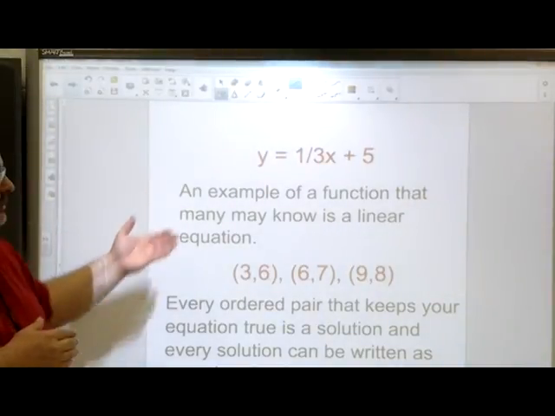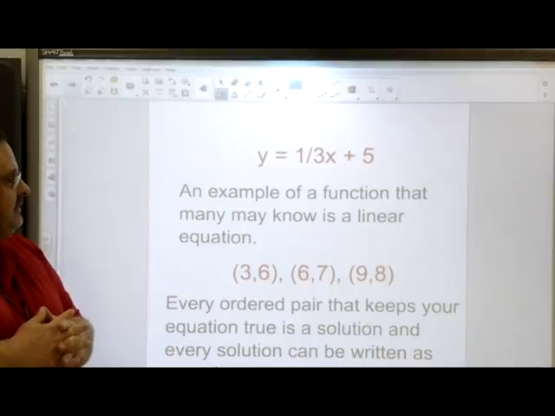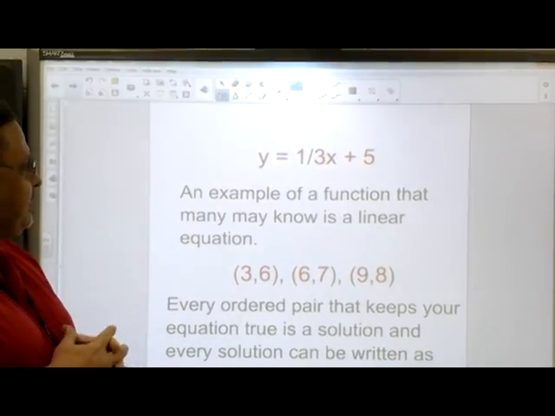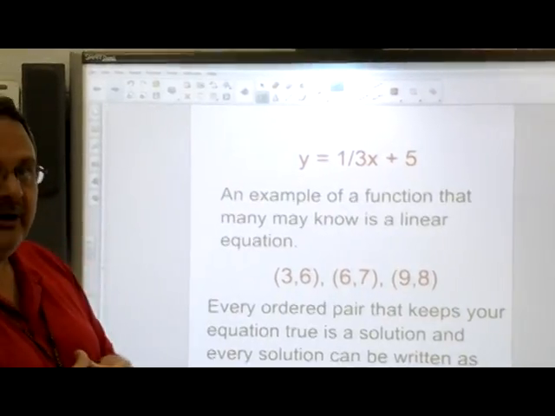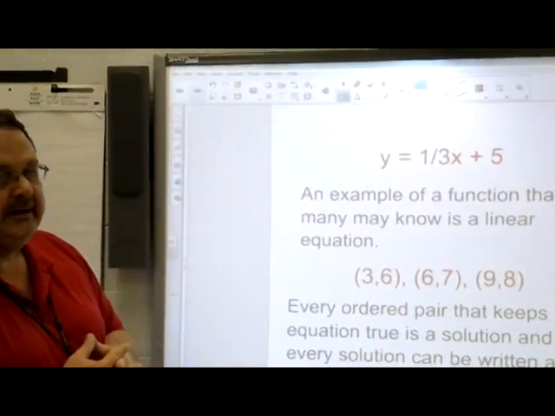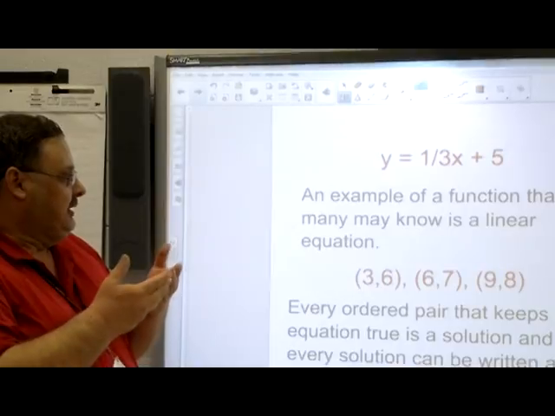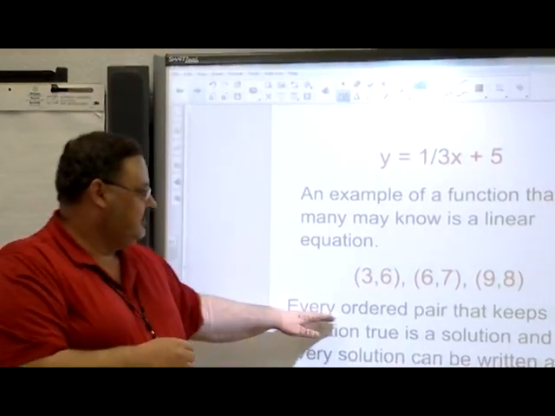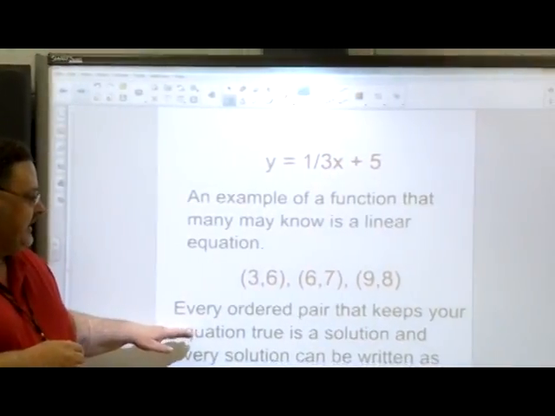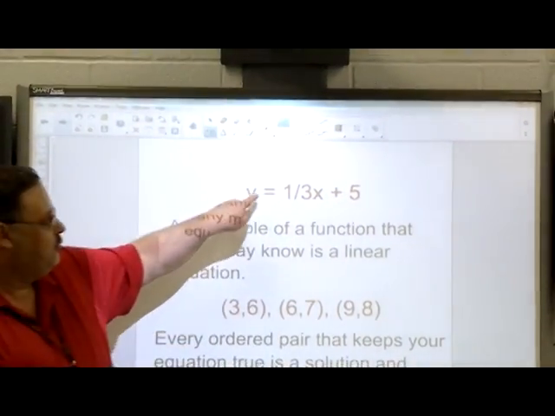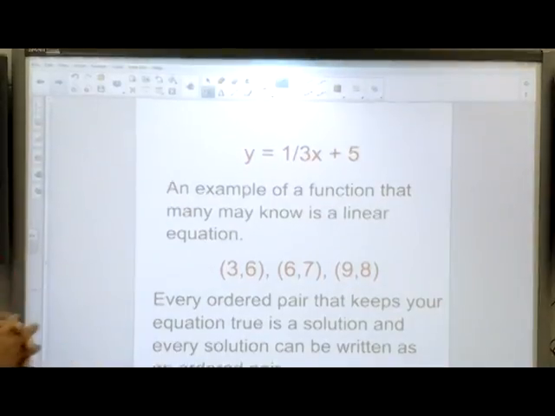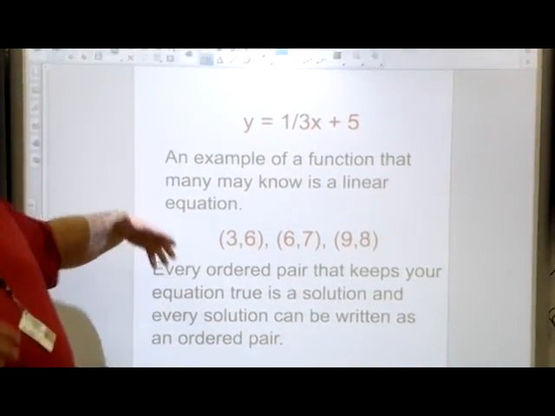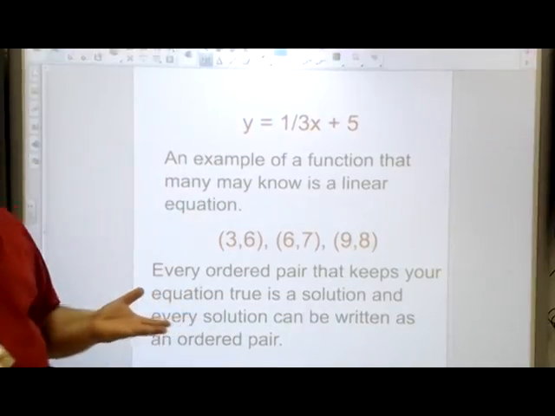What I teach my students is that the equation is the map of where whatever I'm graphing is going to be. And the second thing I mention to them is that every ordered pair that keeps the equation true, in other words, is equal, is a solution, and that every solution can be written as an ordered pair.